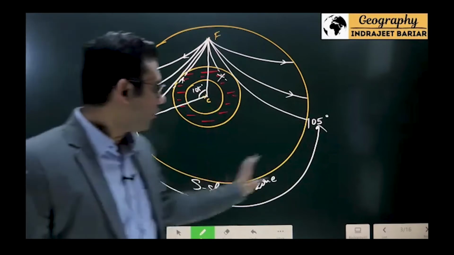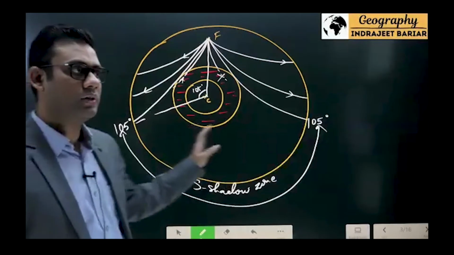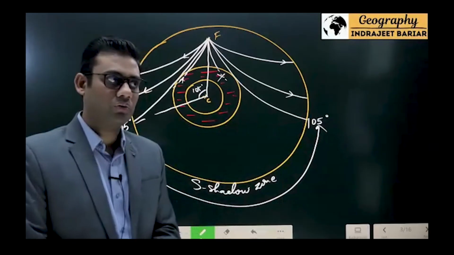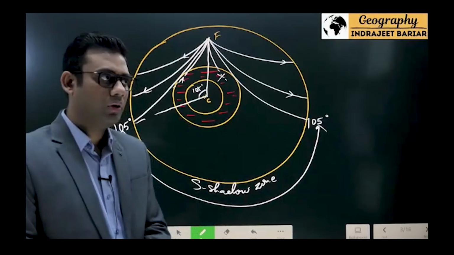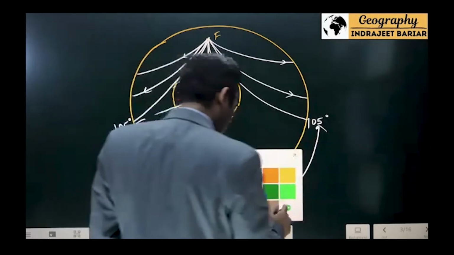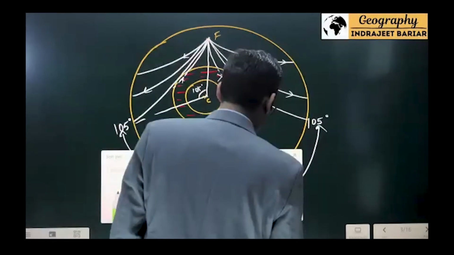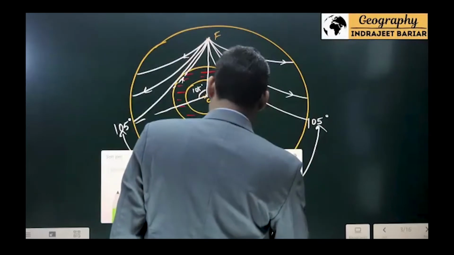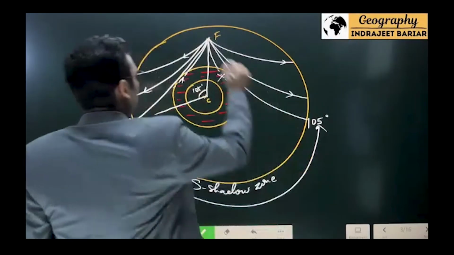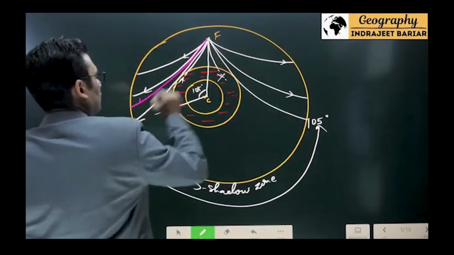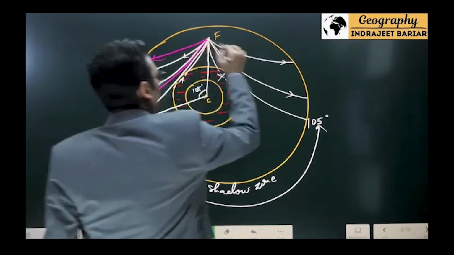So between 105 degrees, there lies what we call the S shadow zone. Then apart from that, we have the P waves. So when we talk about the P waves, what about the P waves? In case of P waves, what I can see again is that P waves can pass through from here throughout.